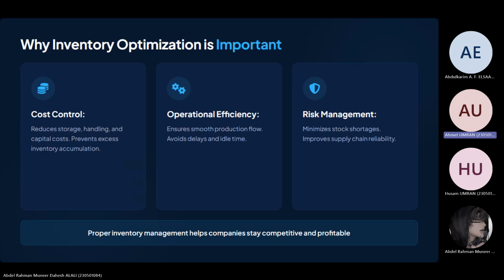Third, it helps with risk management. Poor inventory management can lead to stock shortages, which means lost sales and unhappy customers. On the other hand, too much inventory can become obsolete or wasted. So good inventory optimization reduces these risks and improves overall reliability. Now I'll move on to the main inventory optimization techniques.